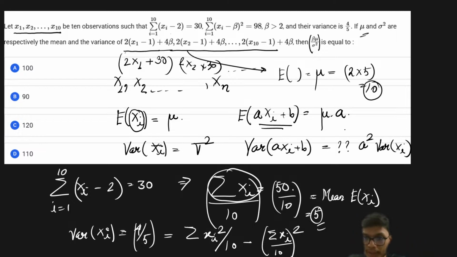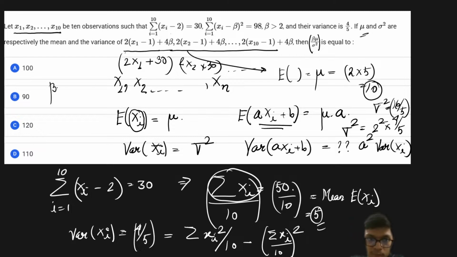And similarly this sigma square is simply going to be equal to 2 square into the variance of xi. The variance of xi is 4 upon 5. That is going to give me 16 upon 5, right? 16 upon 5 is the sigma square. So we got the value of mu, we got the value of sigma square.